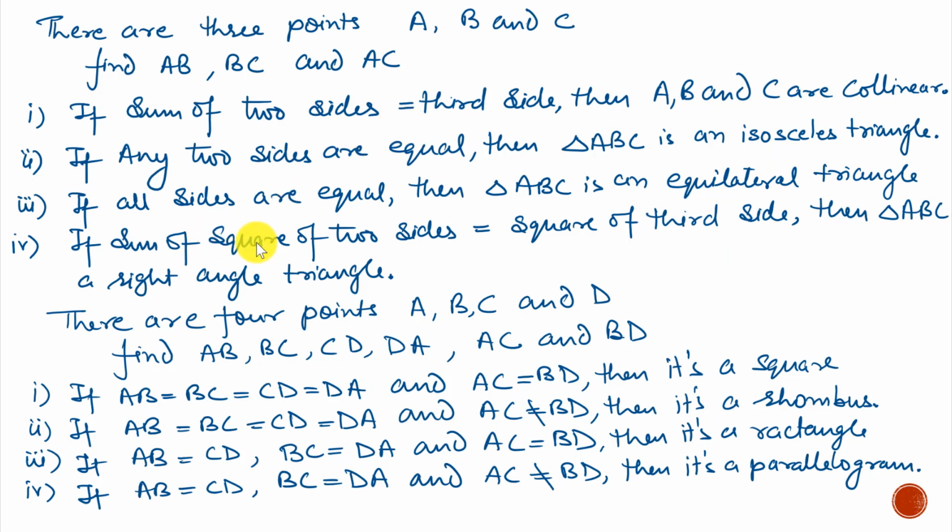And the fourth point, if the sum of the squares of two sides equals the square of the third side, then triangle ABC is a right angle triangle.